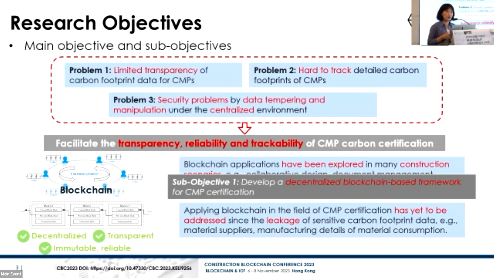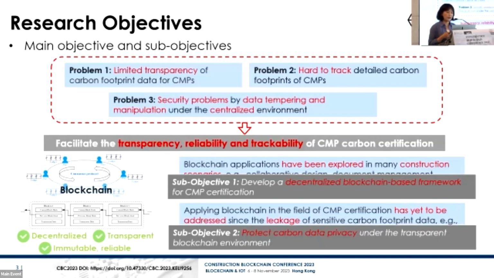And also there's one concern, and it is also the reason why using blockchain in this field has not been well addressed. That's the data leakage problem. So in this research, the second sub-objective is to protect carbon data privacy under the transparent blockchain environment.